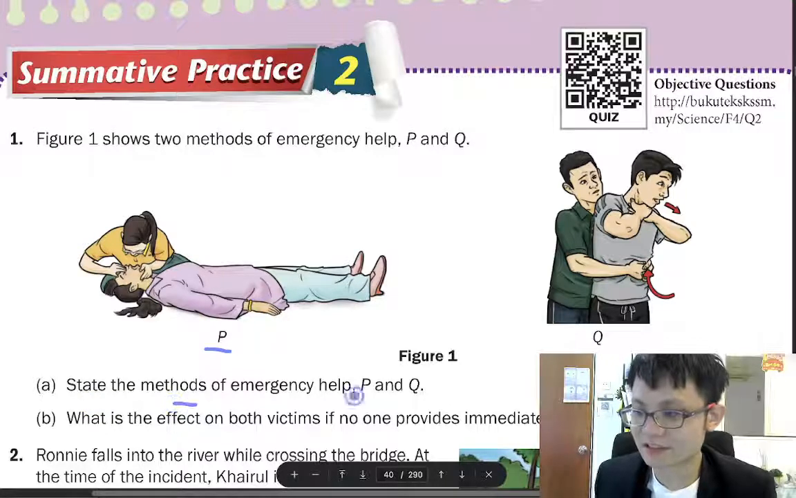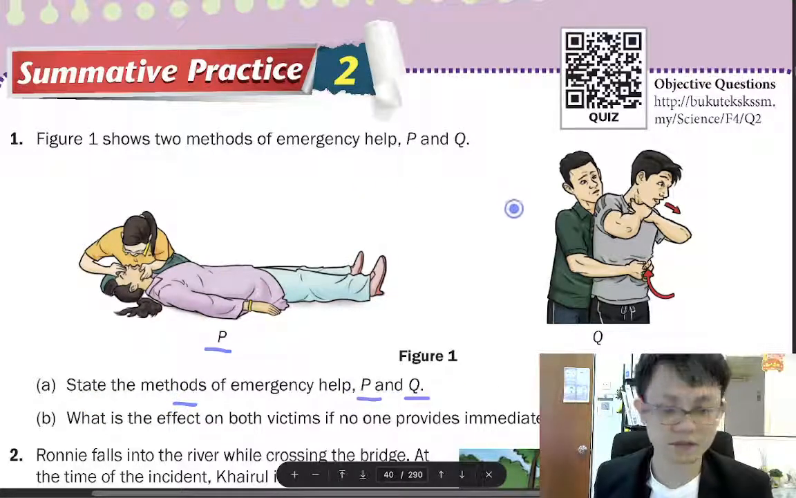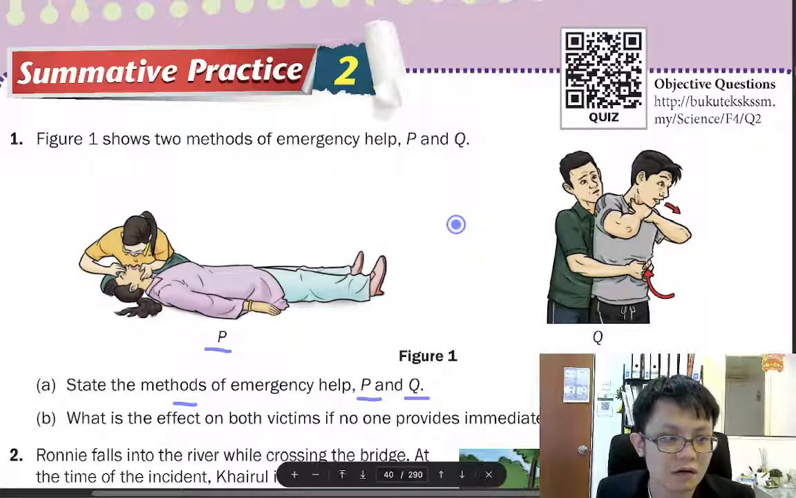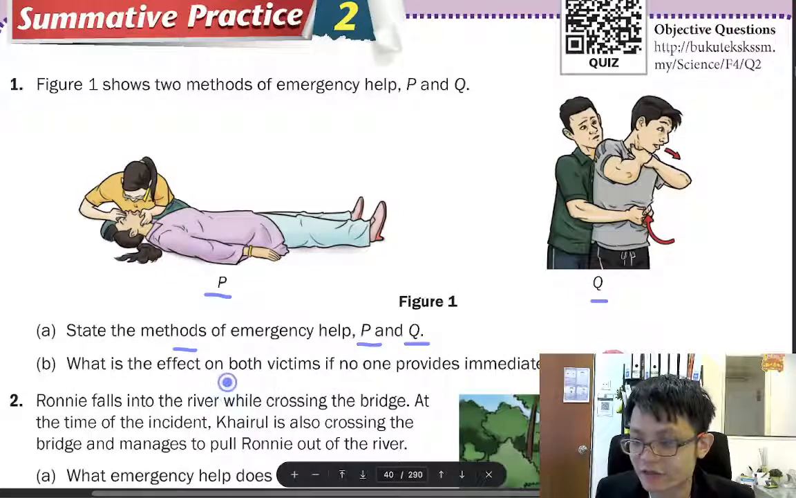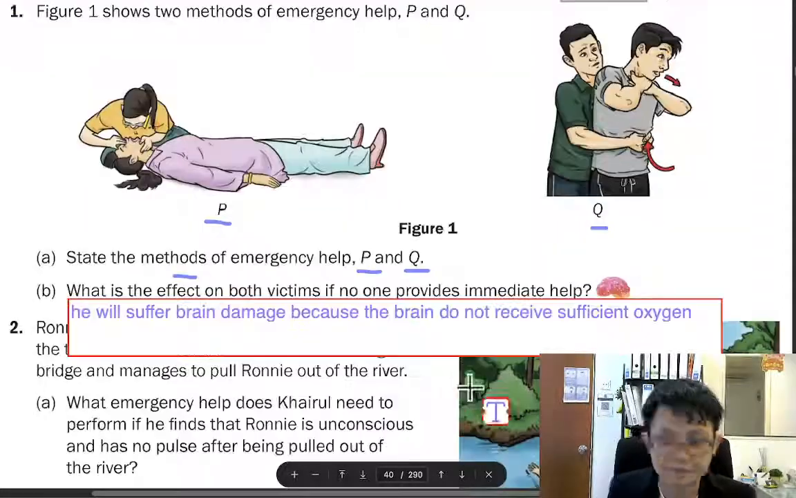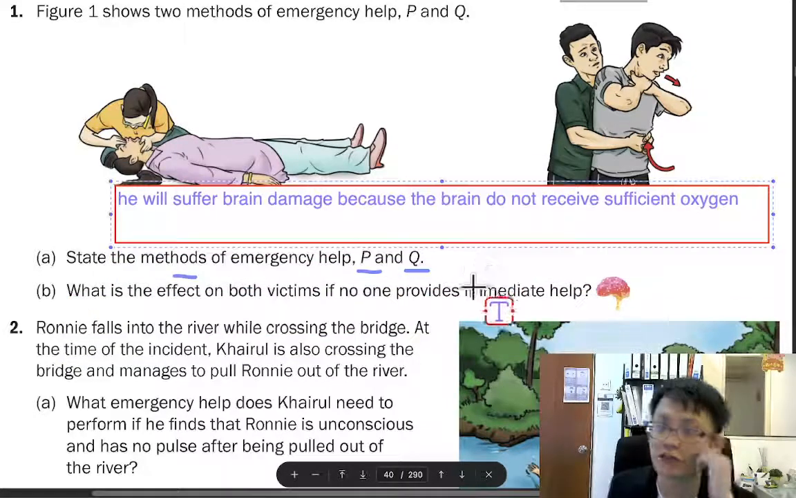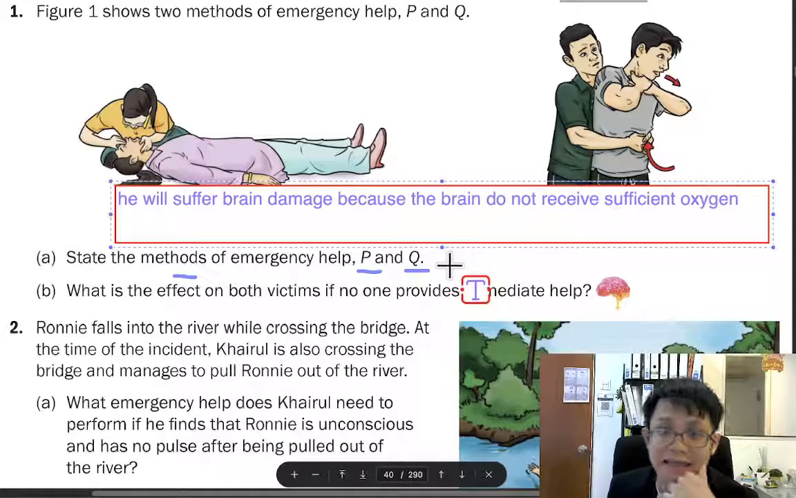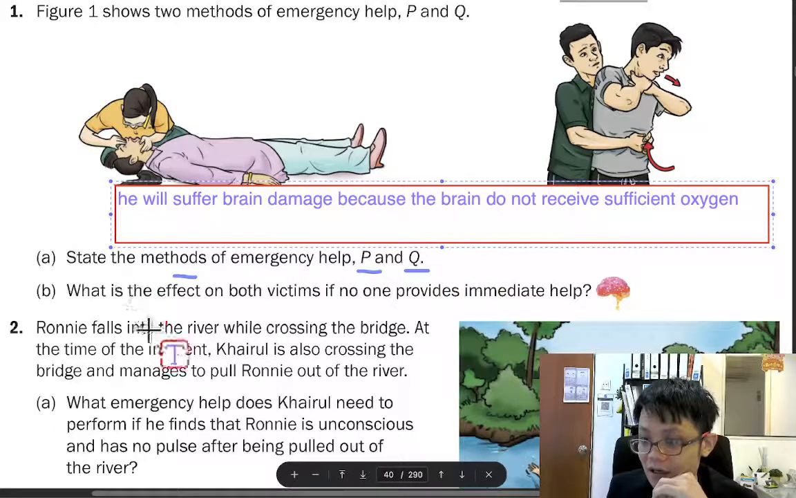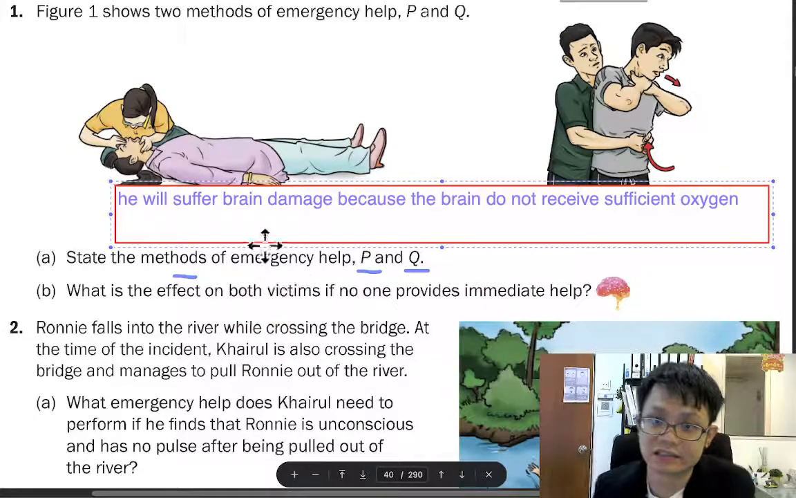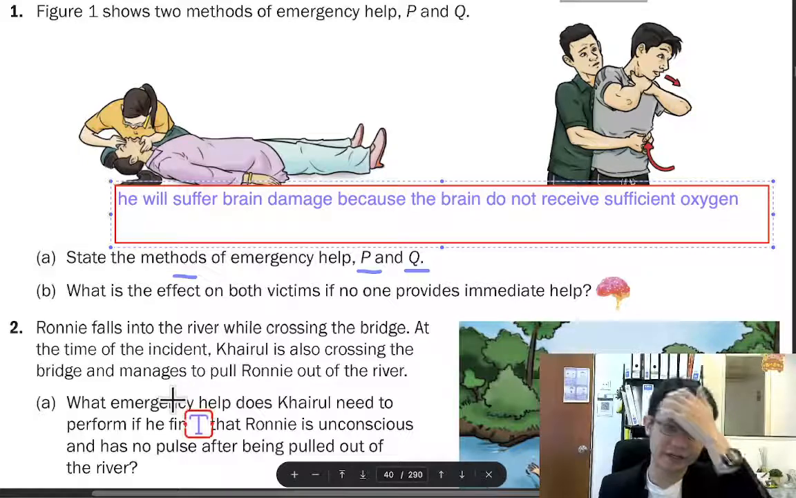State the method of emergency help in P and Q. Okay, Q. Q is the Heimlich maneuver. Okay, very good. What is the effect on both victims if no one provides immediate help? Okay, so he will suffer brain damage because the brain does not receive enough oxygen. Up to you, because no oxygen flows into the brain or lack of oxygen entering their brain. What's the effect? The person will even die because there is not enough oxygen entering their brain.